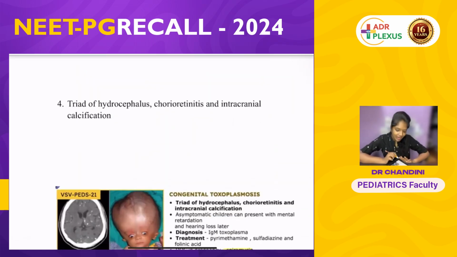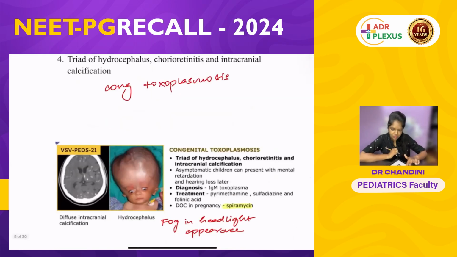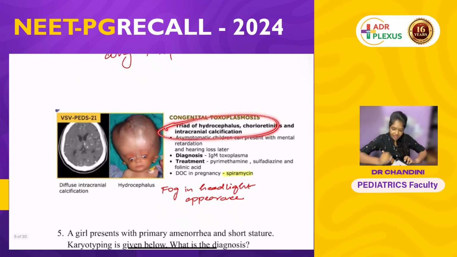Fourth question, another question which is repeated multiple times in previous exams as well, an important topic: triad of hydrocephalus, chorioretinitis, and intracranial calcification, which is a very direct one, and the answer everyone knows is going to be congenital toxoplasmosis. So this is the triad we see in congenital toxoplasmosis, where we have diffuse intracranial calcifications. Suppose they gave periventricular calcifications, then you will think of a condition called congenital CMV. The drug of choice in pregnancy is going to be spiramycin.